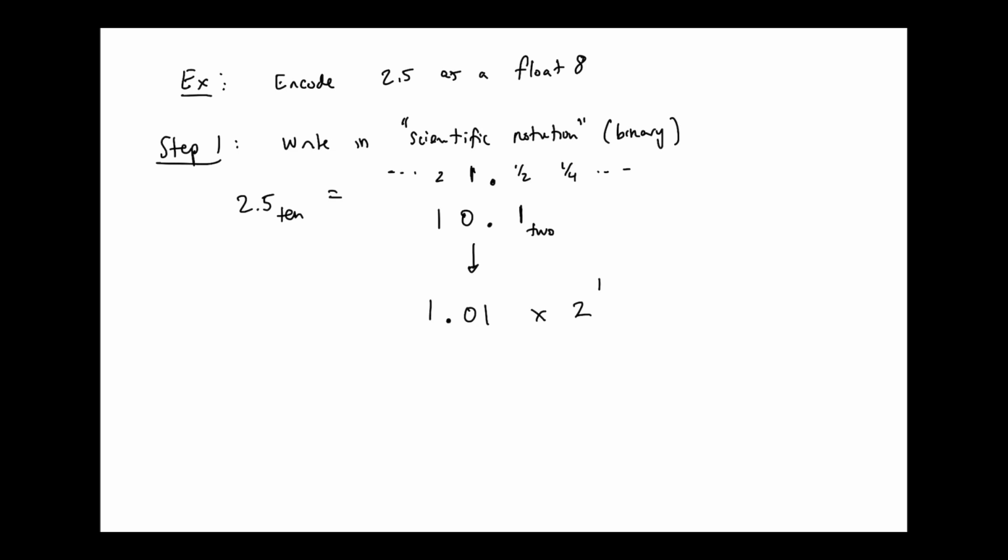Now that we've got that, we need to do 3 things. We need to encode the sign, the exponent, and the mantissa. I don't have to encode the base, which in this case is the 2, because we're always doing this in binary, so we don't have to specify that all the time. That's sort of just a common assumption.